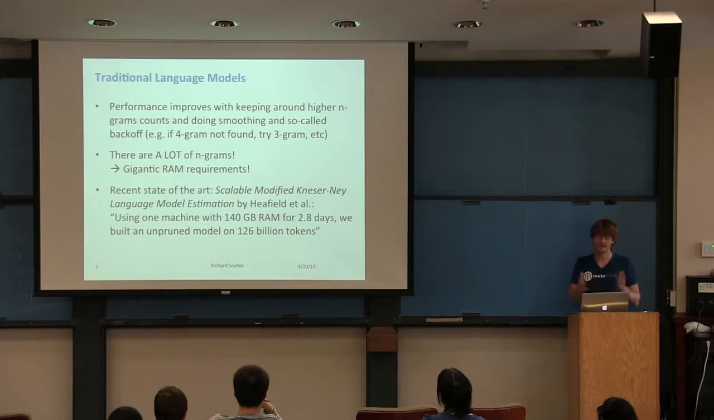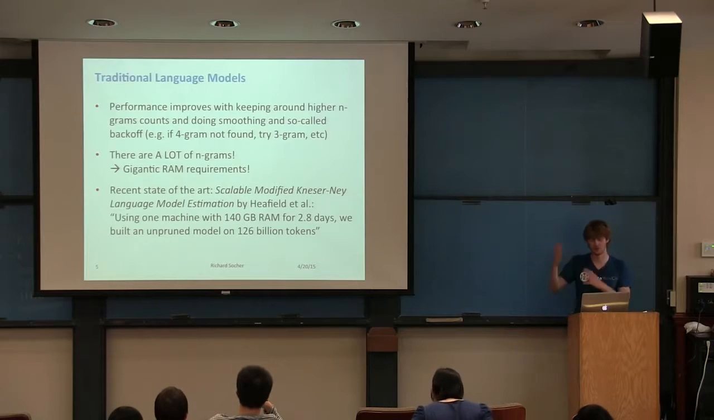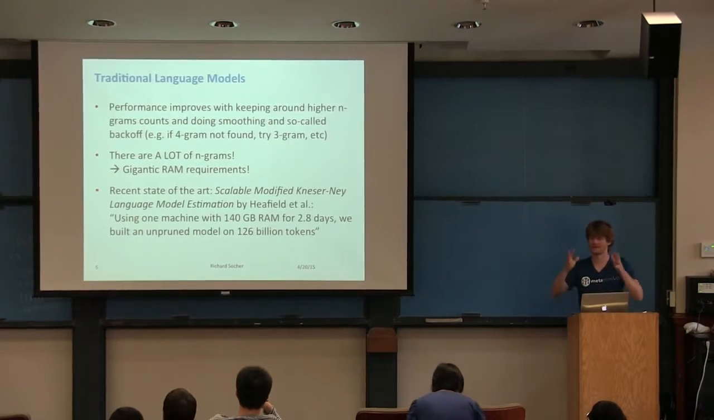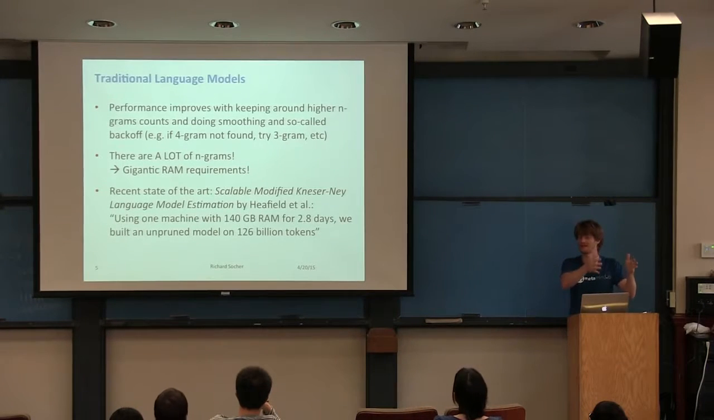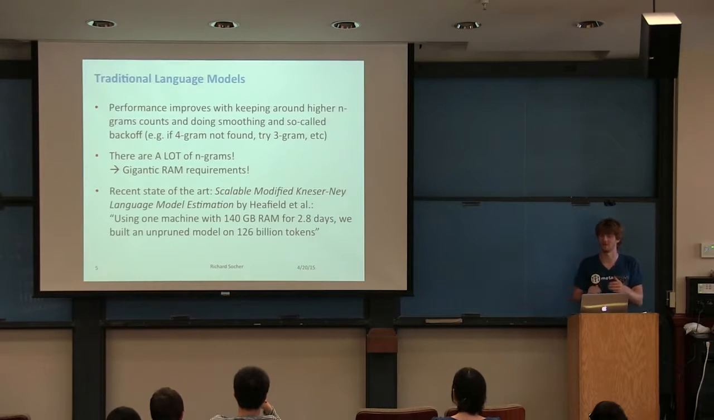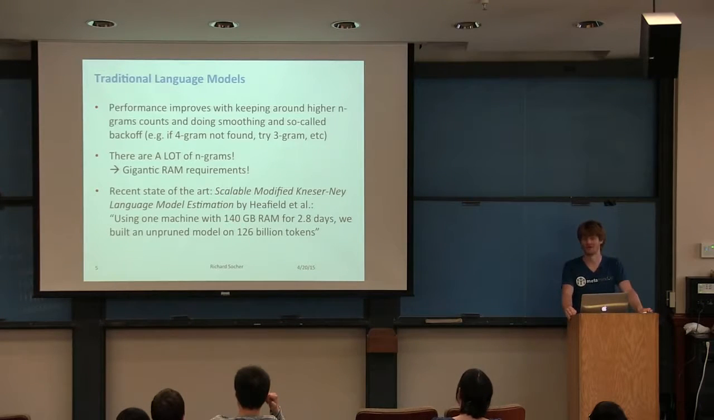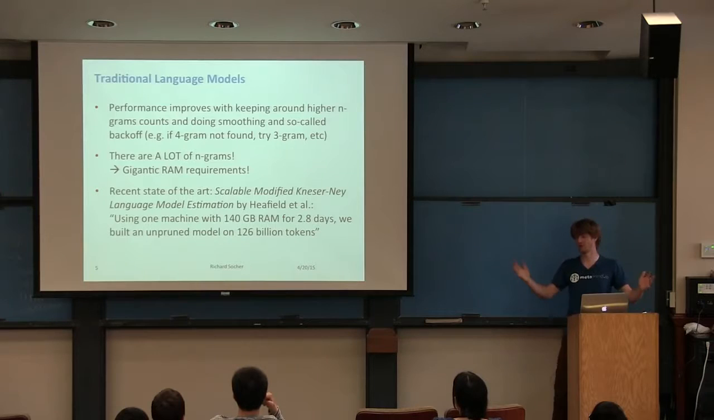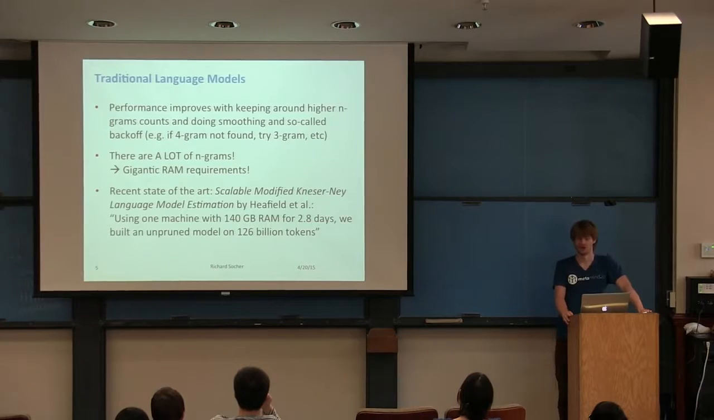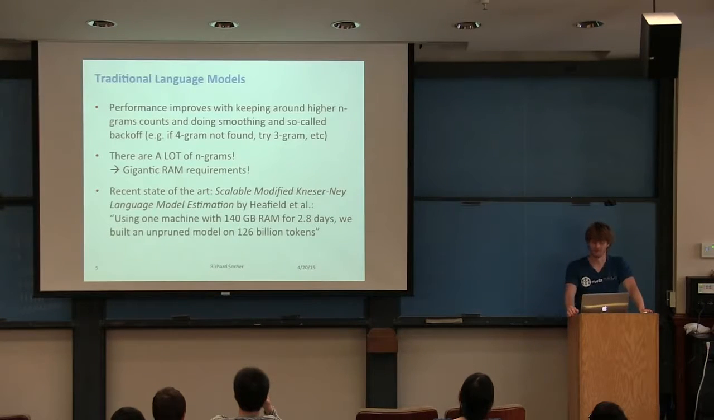So the performance of these kinds of models improves a lot when you can keep around higher n-gram counts. And then you do some smoothing and so-called backoff, where let's say you try to find a 4-gram that you see exactly at test time. If you don't see it, you just look for the trigram. If you don't see that, you could look for the bigram and so on. And you may also combine all those. The problem is that there are a lot of n-grams as n gets larger. The upper bound is the size of your vocabulary to the power of n. So there are really a lot of them, many tens of millions for tri-, 4- and 5-grams.